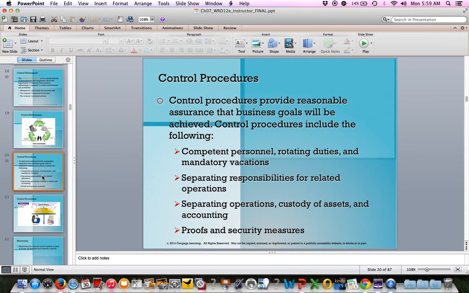So think about competent personnel, and think about maybe a job interview that you've had and what kind of questions were asked of you. Those questions should be designed in a good interview to make sure that the right people are being found for the right jobs. Do you have the qualifications, the right attitude, things like that?